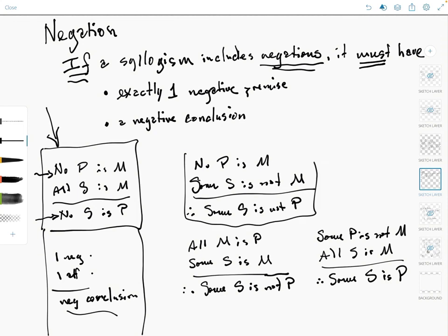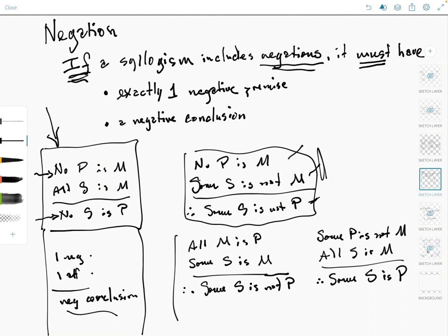So let's look at this one. No P is M, some S is not M, therefore some S is not P. So ask yourself, are there negatives? Yes, there are negations in this syllogism. But the problem is, instead of exactly one negative premise, we have both premises negative, and the conclusion is negative. So the conclusion, in a sense, meets the condition, but we have a problem with the premises because we don't have exactly one negative premise.